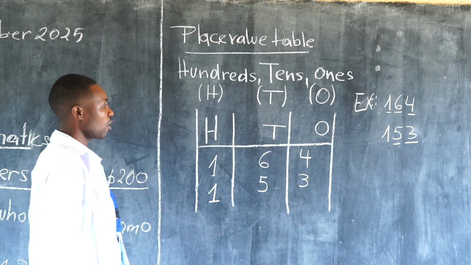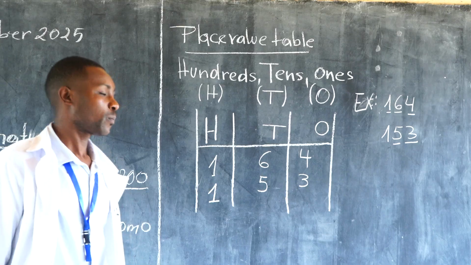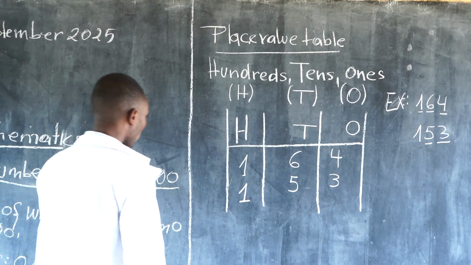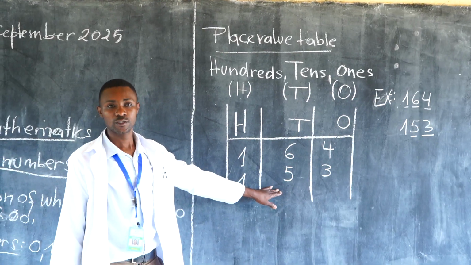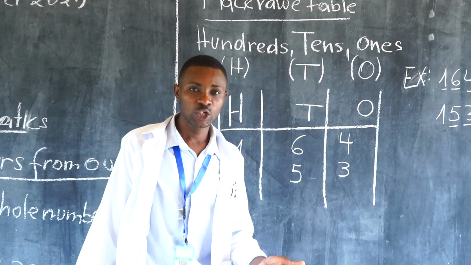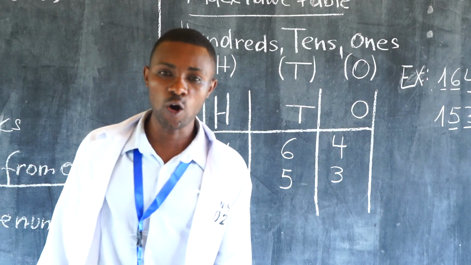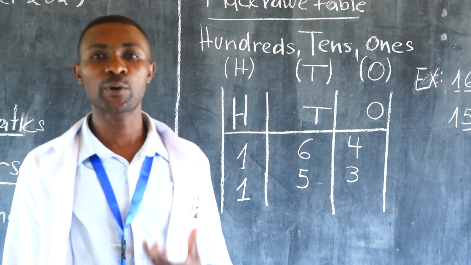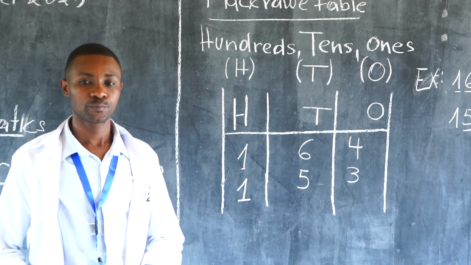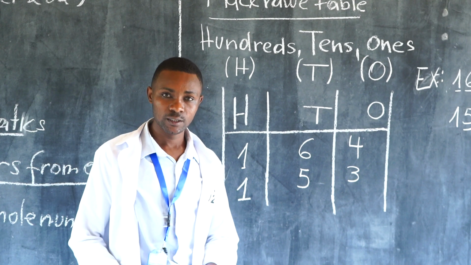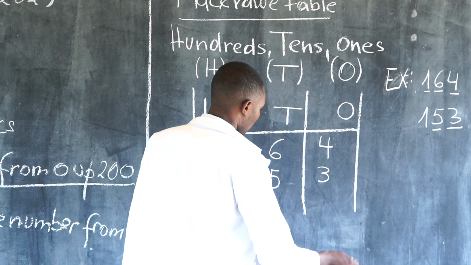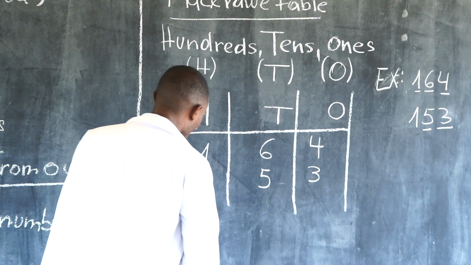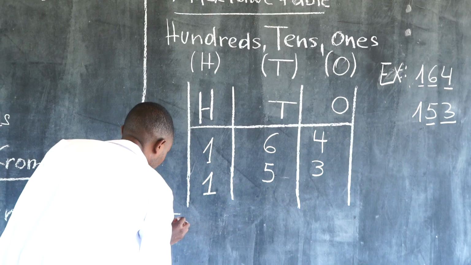Okay. Now, for an example, we already saw how to put the number in a place value table. I hope everyone understood how we use this place value table. Have you understood? Okay. Thank you very much. Let us continue. Before continuing, I am going to give you an exercise.